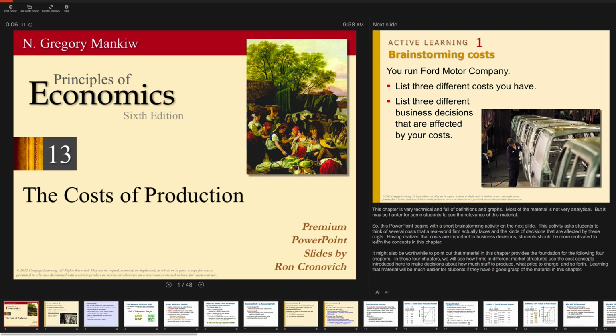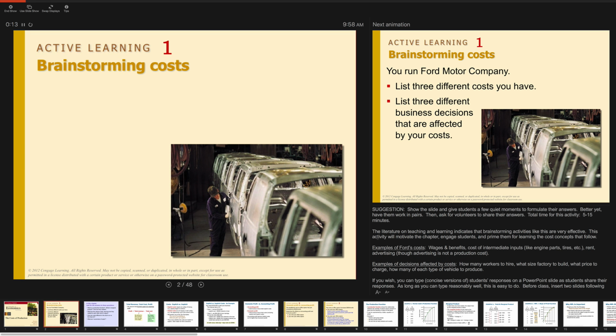All right, chapter 13 is about the cost of production. There's more graphing and it gets complicated again in this chapter. The last chapters have been thinking chapters. This is a doing chapter.